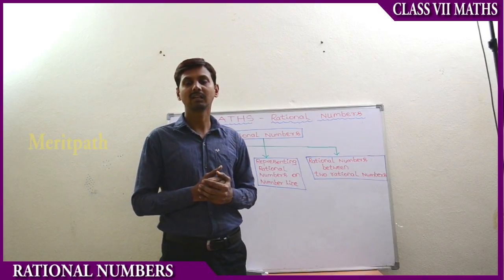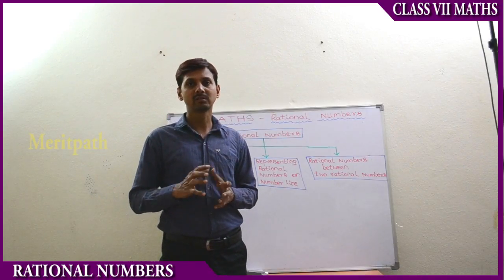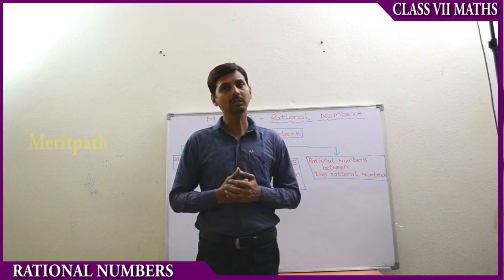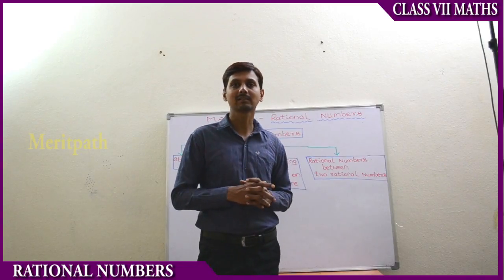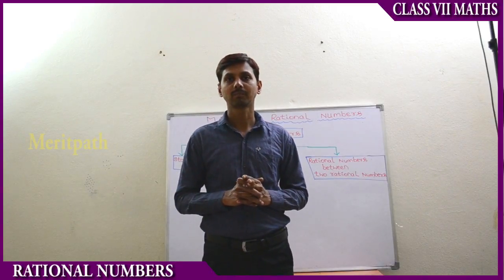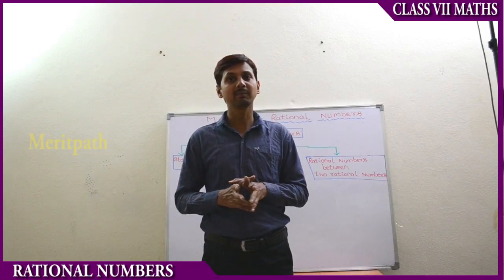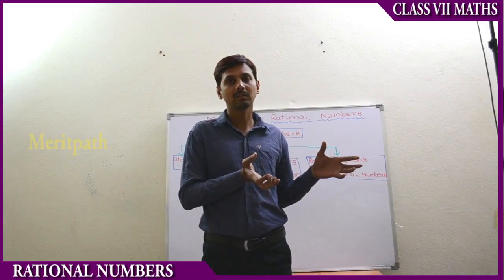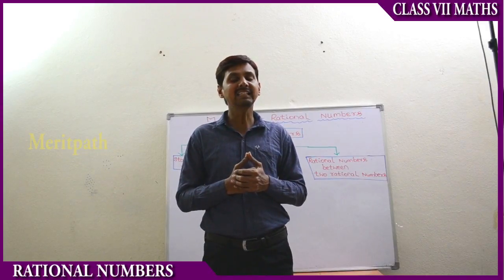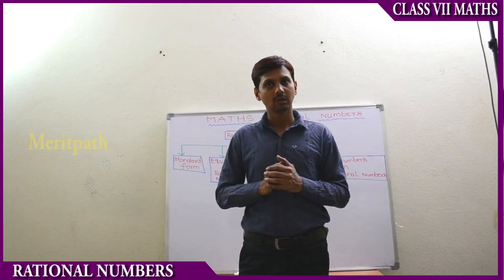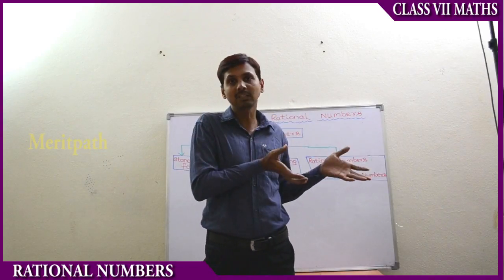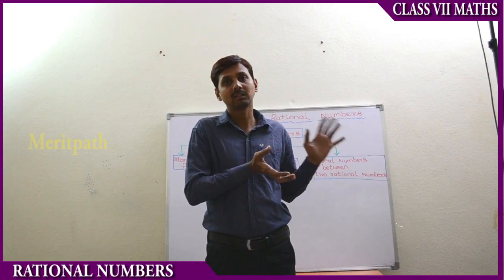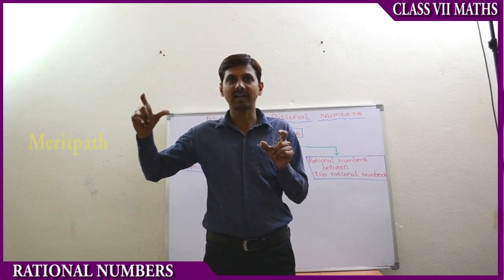Natural numbers are the numbers which are used for counting: 1, 2, 3, 4, 5, 6 and so on. These counting numbers are called natural numbers. Whole numbers are nothing but natural numbers along with 0. Integers are whole numbers along with the negative natural numbers, that is 0, 1, 2, 3, 4, 5, 6 and so on.